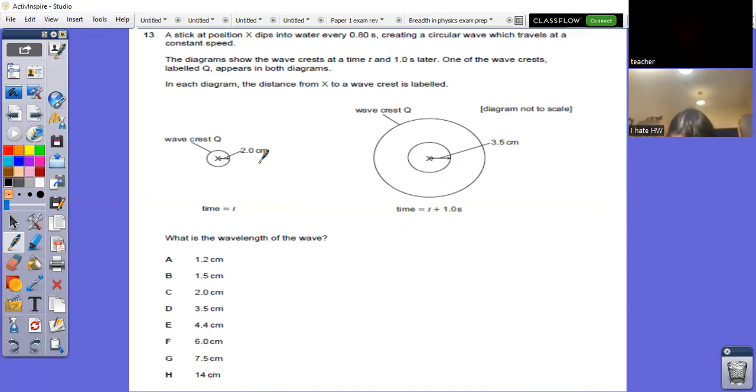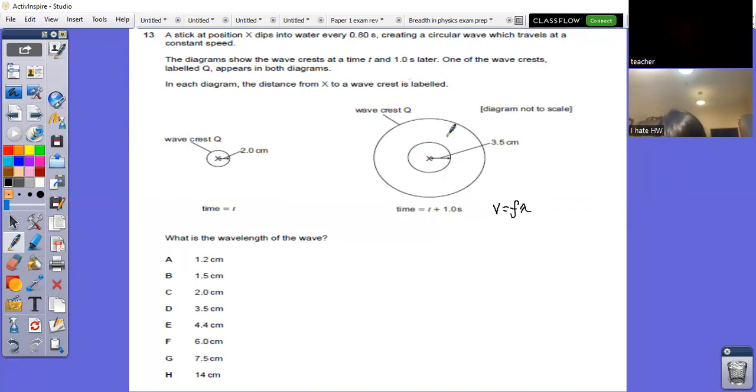Yeah, so do we use v equals f lambda? Correct, very good starting point. Do we have to find the circumference? You don't need to find the circumference at all in this case. Good that you're asking yourself those questions, but you won't need to find the circumference at all.